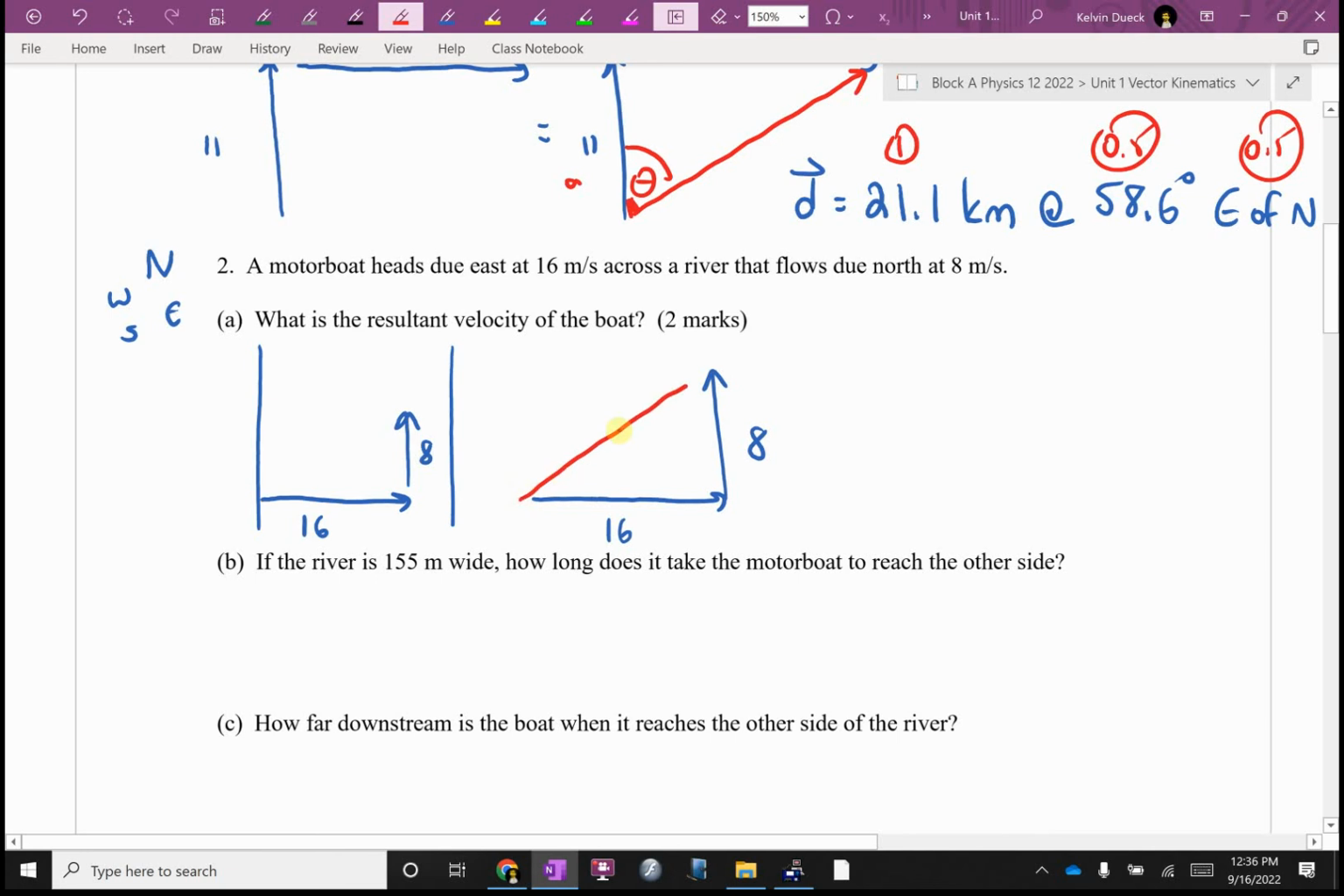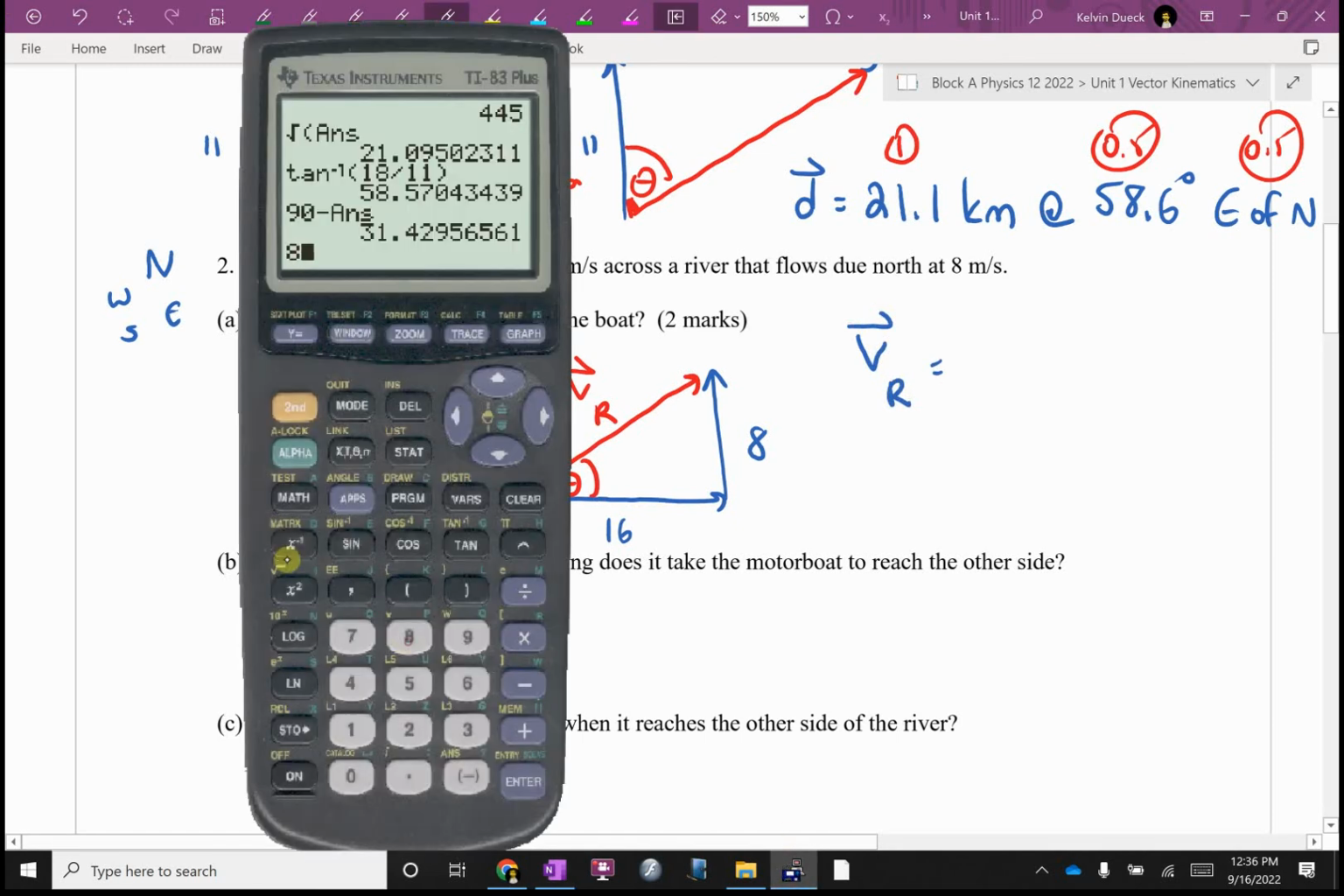It looks like this is going to be the resultant, where theta is there. As a magnitude, it's going to be 8 squared plus 16 squared, square root. 17.9, is that right, as a magnitude?